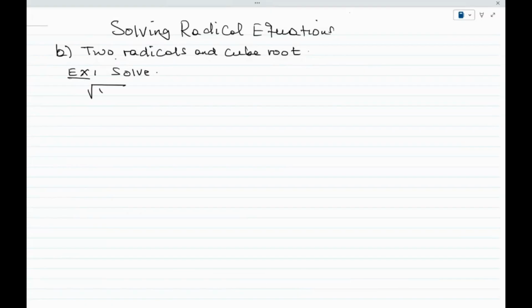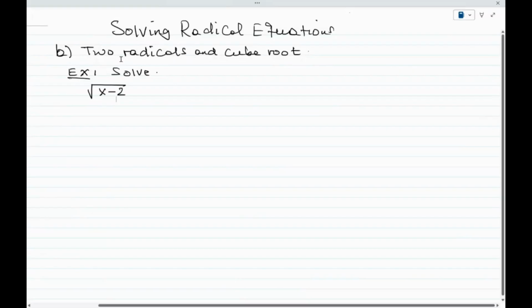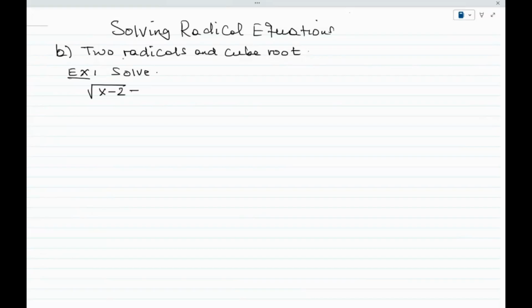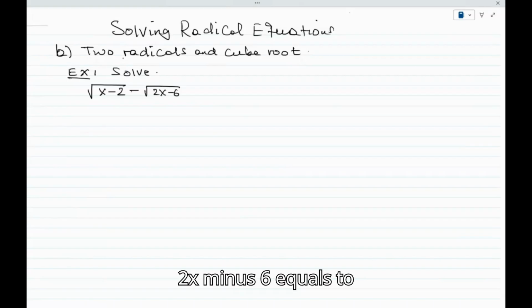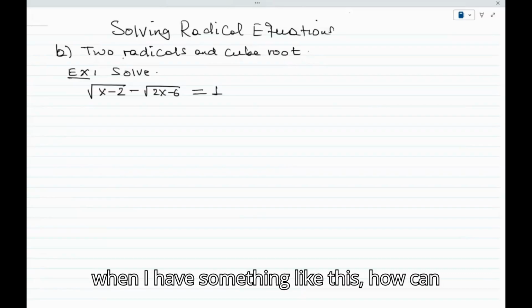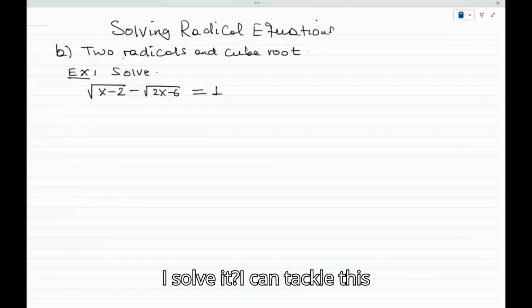So this is the square root of x minus 2, minus the square root of 2x minus 6, equals 1. All right. So when I have something like this, how can I solve it?